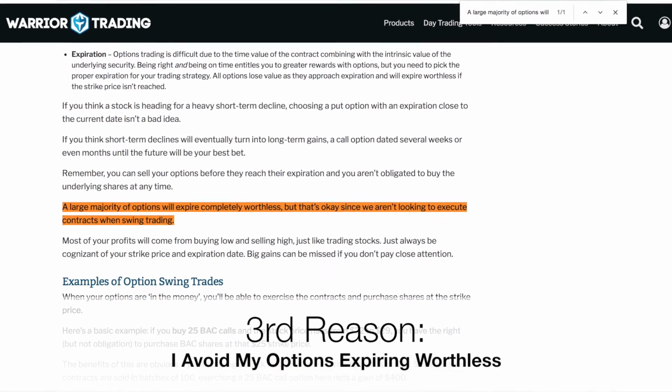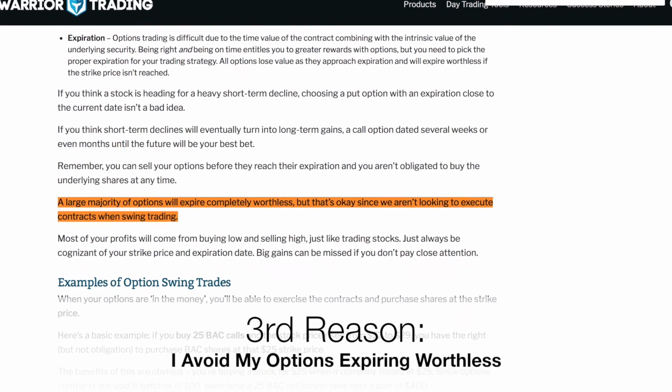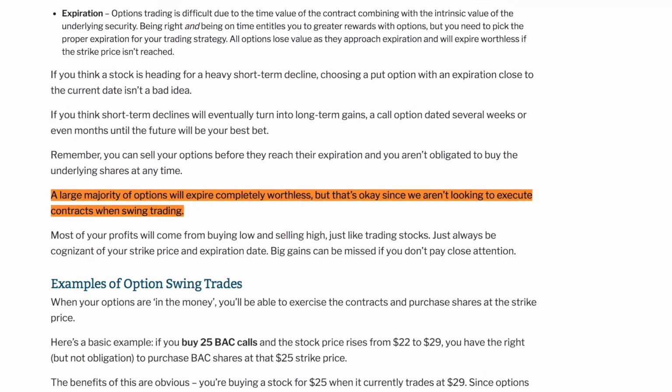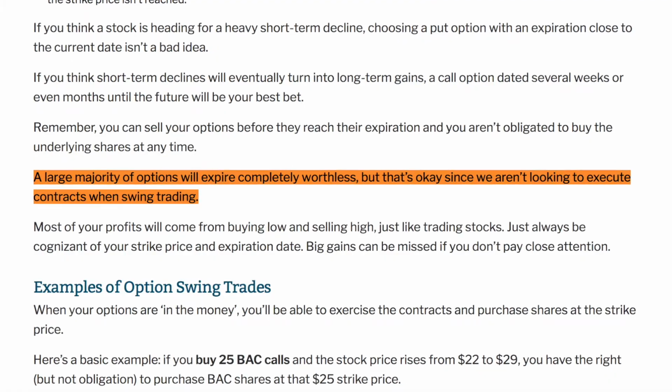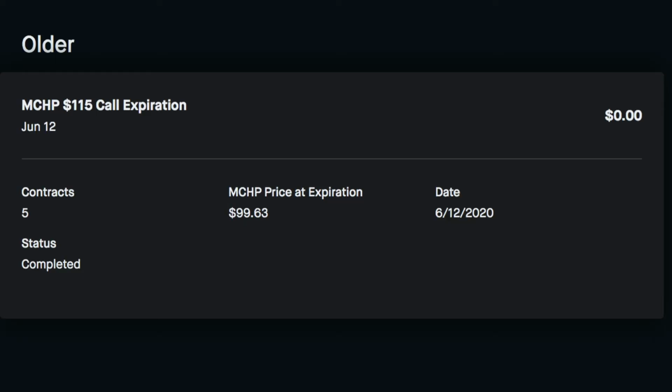My third reason is I am avoiding holding my options till the expiry date, which, if you remember from earlier, a majority of these positions in the end will likely end up expiring worthless and will not execute. Therefore, I usually end up selling my positions for a profit within a few days without having to worry about my positions being in the money by the expiry date.